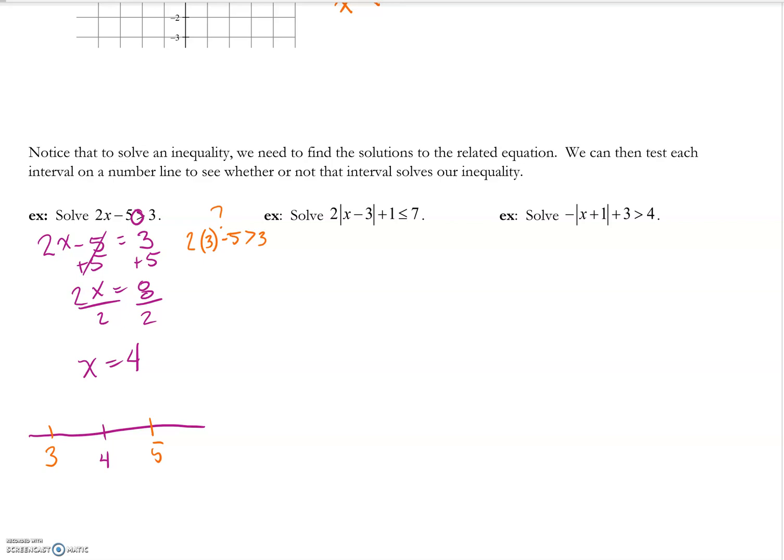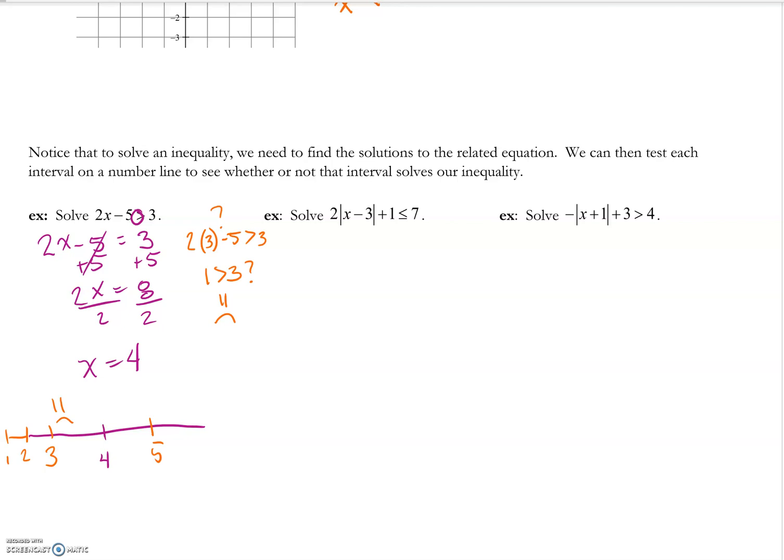Well, I know that 2 times 3 is 6, minus 5 is 1. So is 1 greater than 3? Nope. So I know that this side of the 4, anything less than 4 is not going to work. I could have plugged in the number 2 or the number 1 or 0. None of those numbers would have satisfied the original inequality.